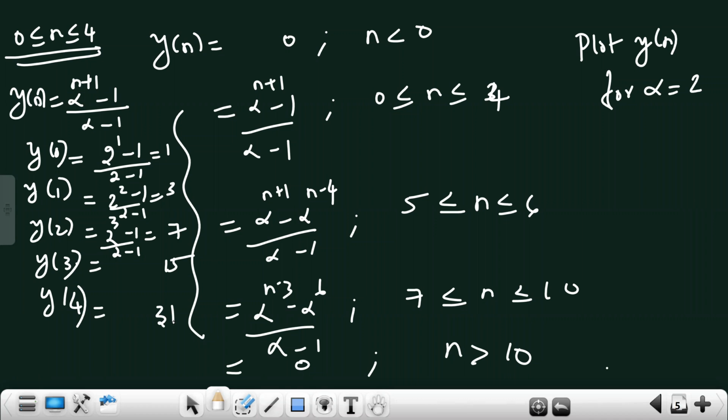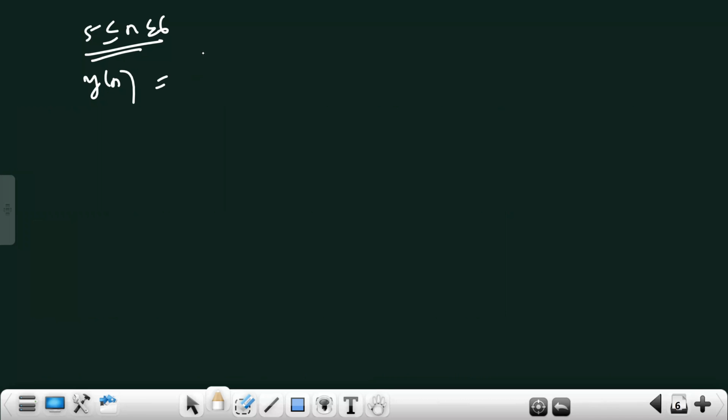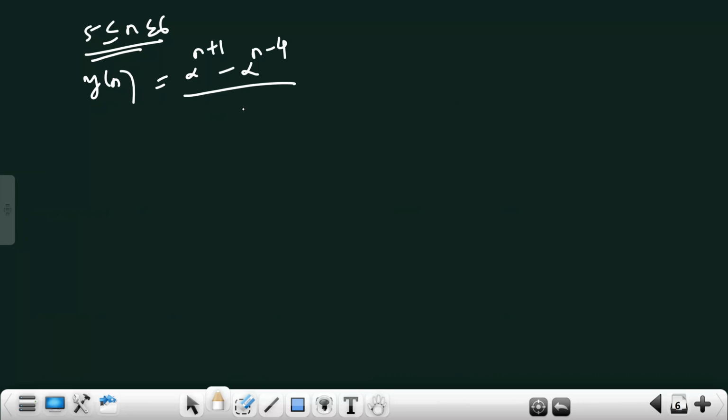Okay, that case finished. Now we will analyze 5 and 6 case. That is this one. 5 less than or equal to n less than or equal to 6. For this case, the equation we have developed was represented by alpha to the power n plus 1 minus alpha to the power n minus 4 divided by alpha minus 1. In that also you need to put the value of alpha and corresponding value of n. So in this you are going to find only y of 5 and y of 6.